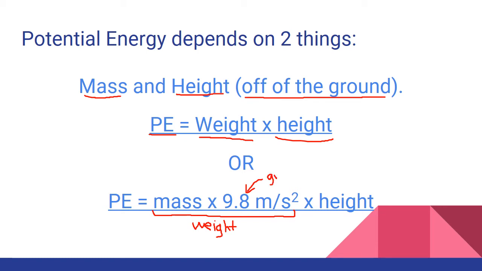So gravity is pulling on everything at this acceleration here on Earth. So either weight times height or mass times gravity times height. And this, again, will give us an answer in joules, which is our energy unit. And remember, you can abbreviate that as J, capital J.